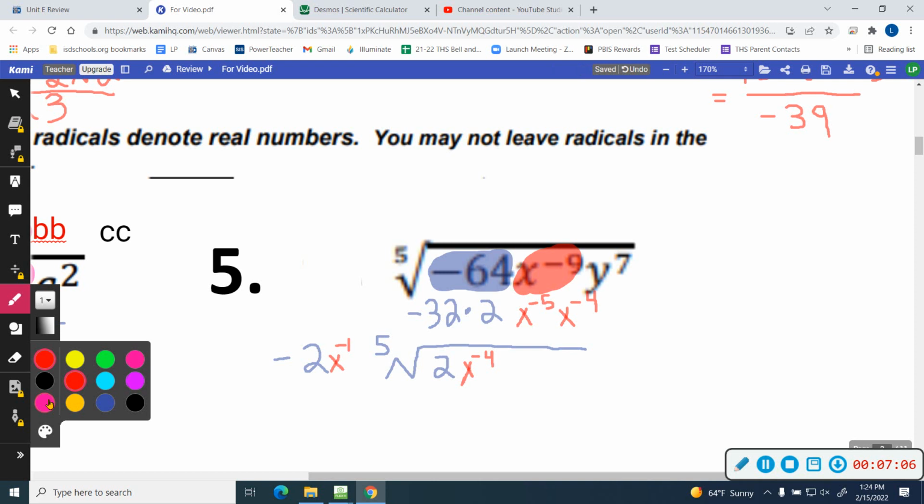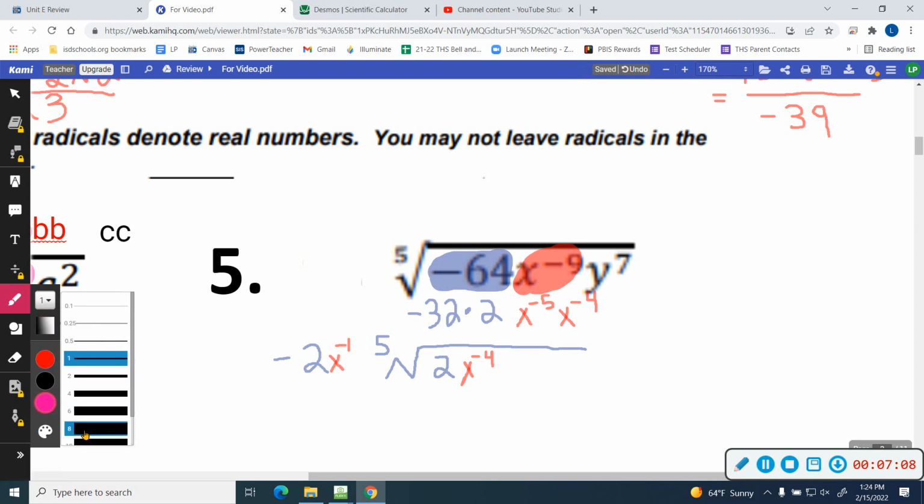And then we have y to the 7th. And y to the 7th, I could write that as y to the 5th and y squared. Now 5 divided by 5, that's 1, y to the 1. But then the rest would be left over.